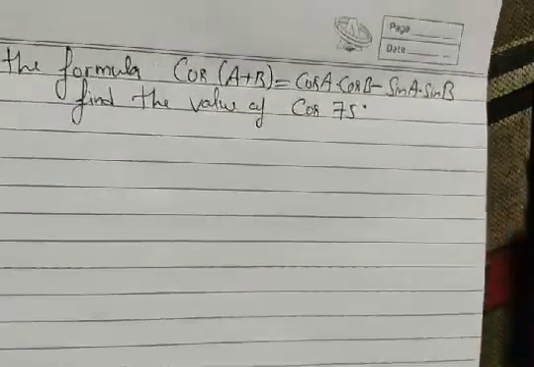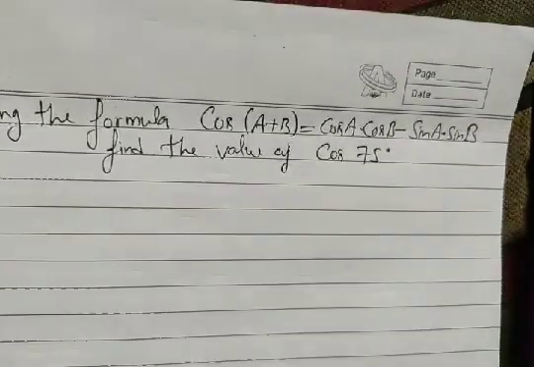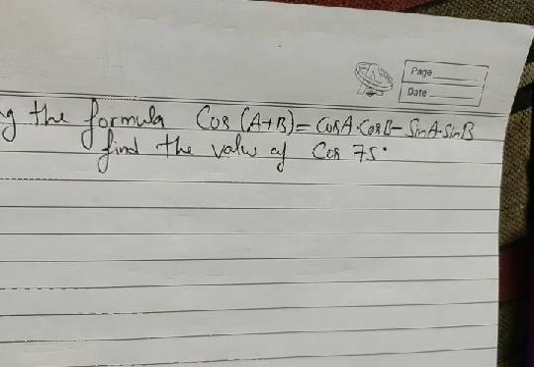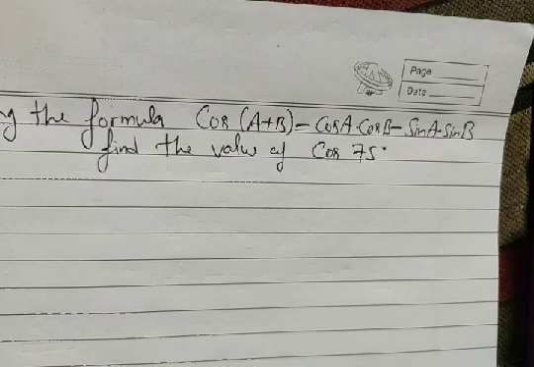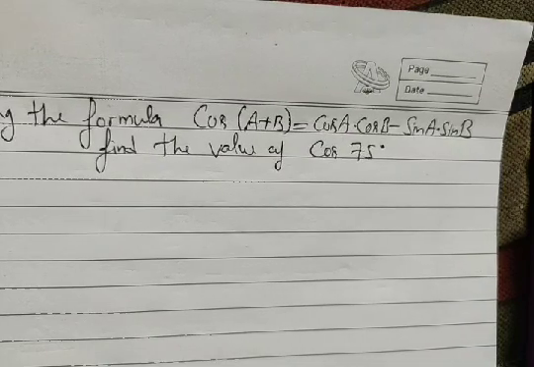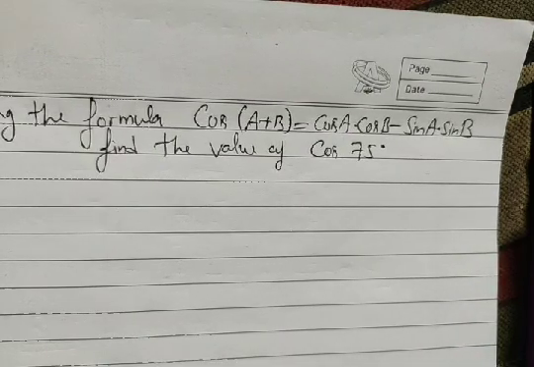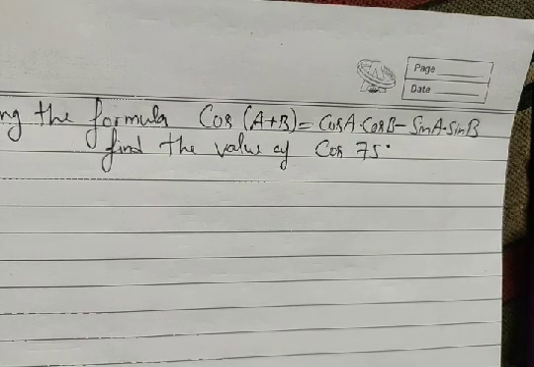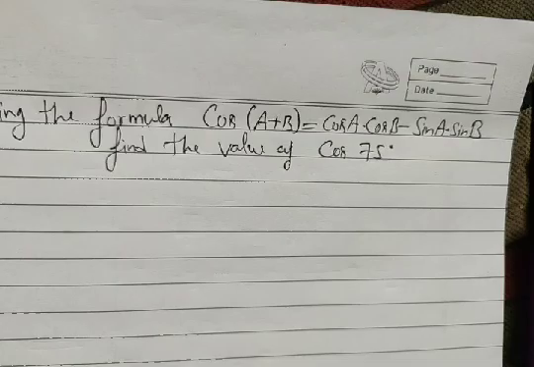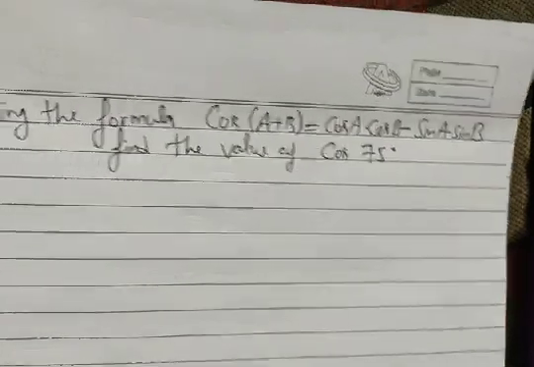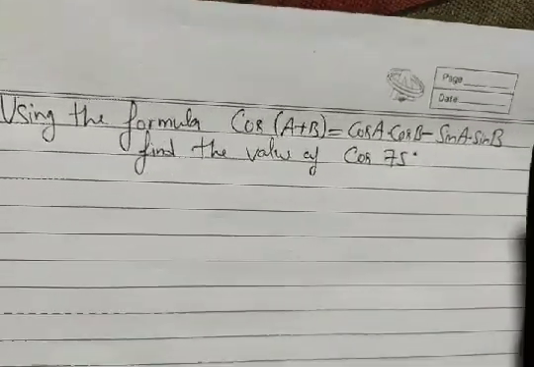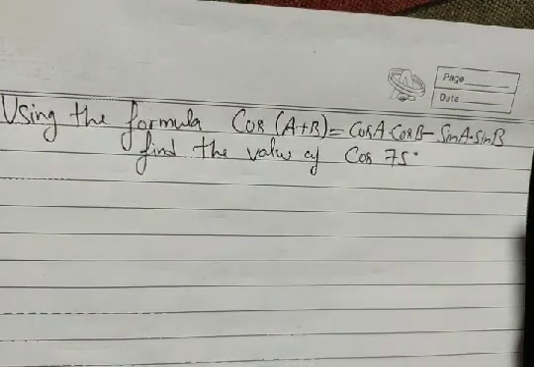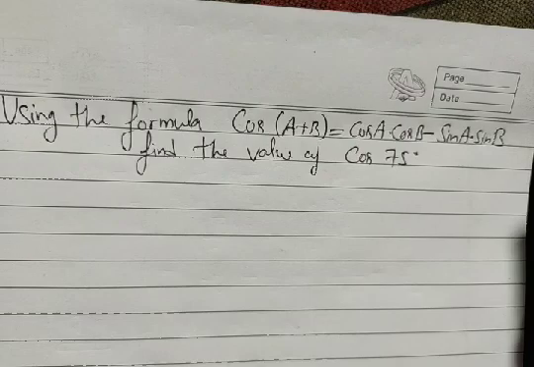Now we move to our next problem. I have already discussed this identity before, to solve in our last problem. It's sin a plus b. Now we have the identity cos a plus b. Using the formula cos a plus b is equal to cos a into cos b minus sin a into sin b, find the value of cos 75. What is the formula on the screen? Cos a plus b equal to cos a into cos b minus sin a into sin b.